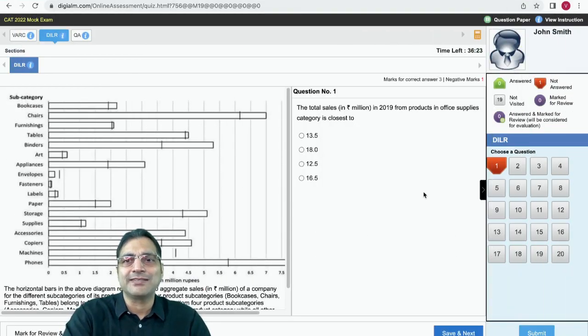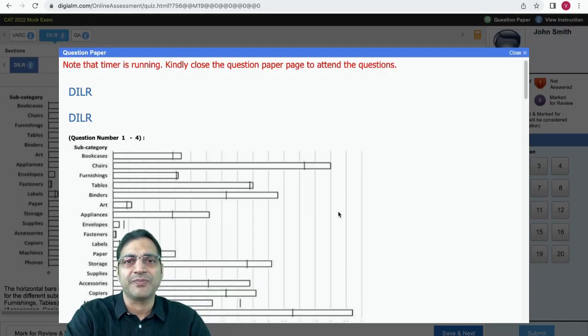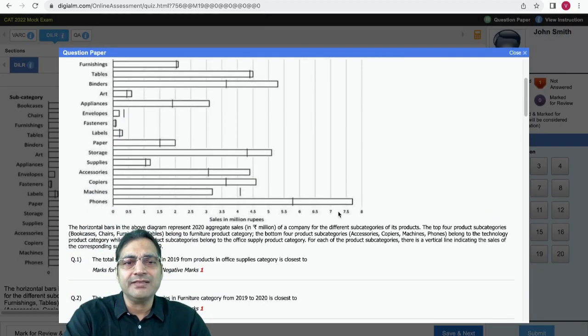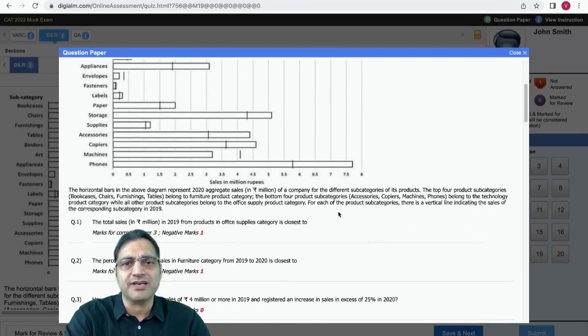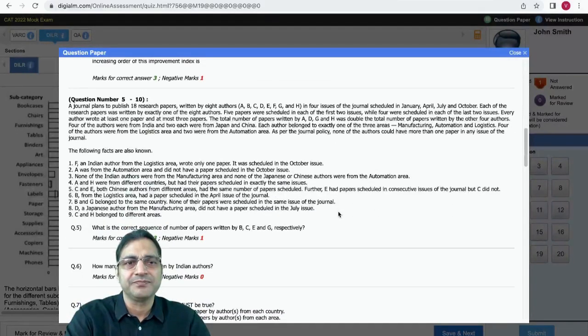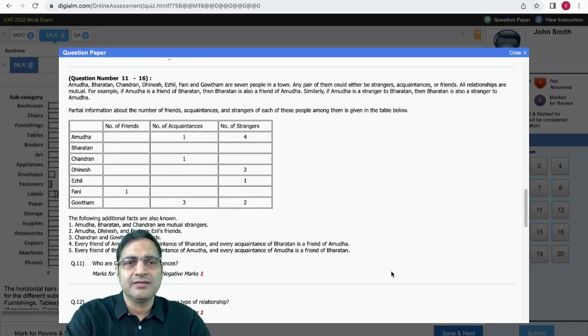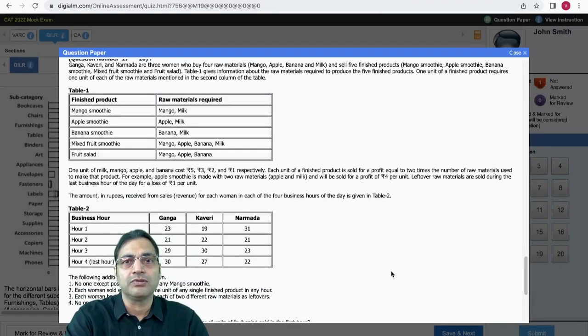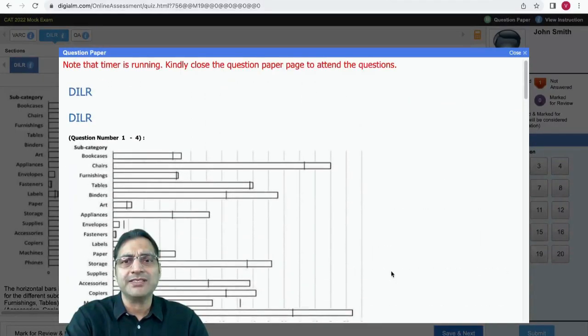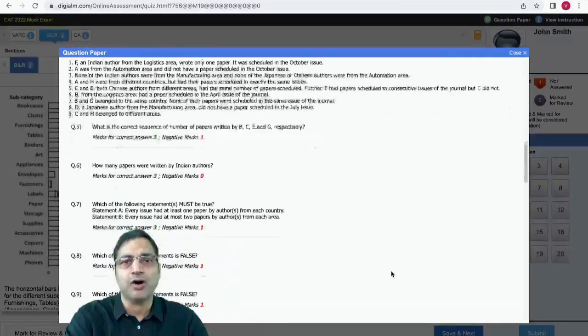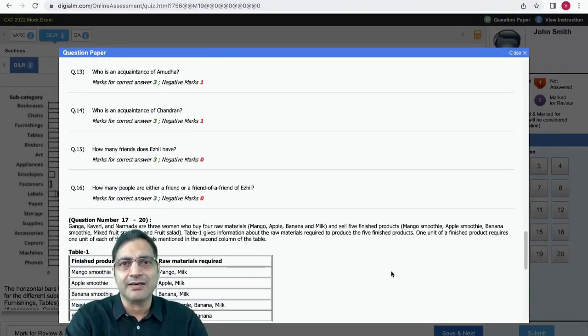Here we are in the DILR section. Let me take you to the question paper mode. We can see that the first set does not have much data or information. The second set is slightly lengthier in comparison with the first set. The third set is also okay. Oh, the fourth set has lots of data. So here, don't you think it's much easier to navigate through all the sets here, rather than using that question palette?